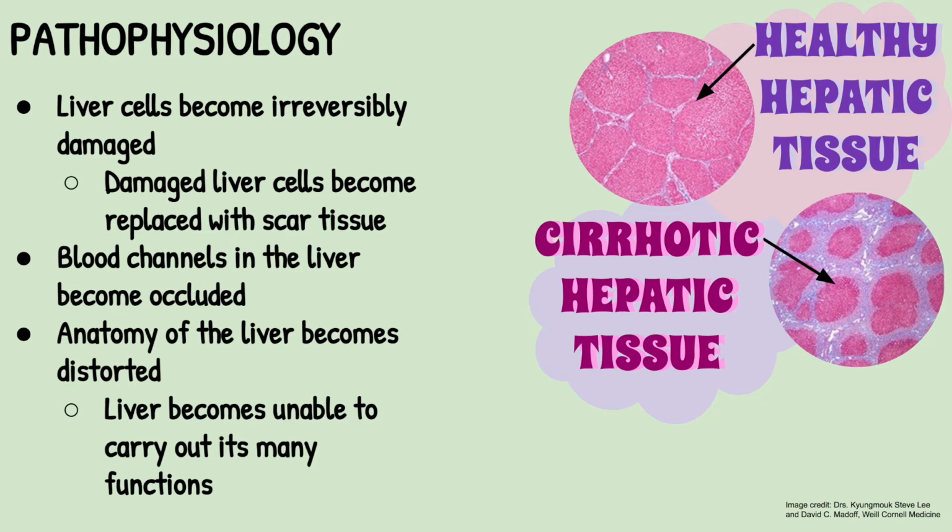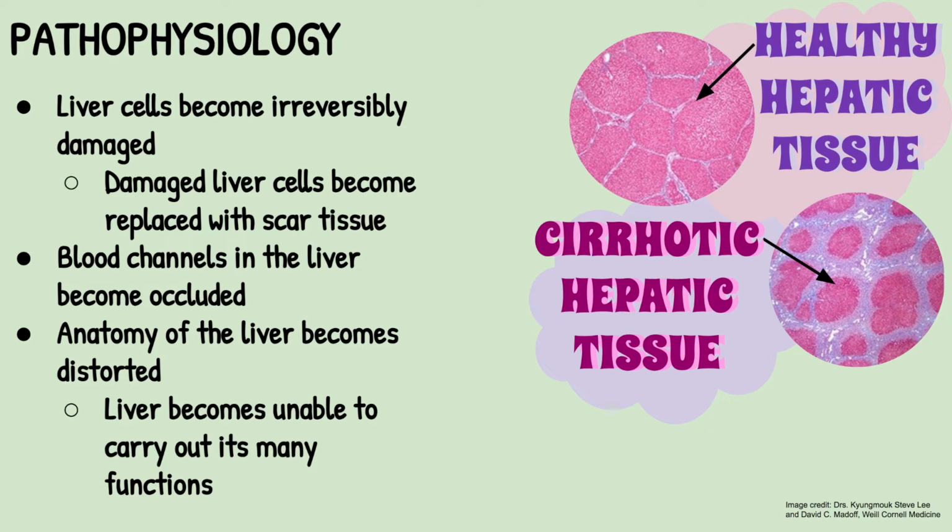As liver cells are irreversibly damaged in the cirrhotic liver, these cells are replaced with scar tissue. This scar tissue is non-functional, meaning that the area of the liver that is replaced with scar tissue will become dead or necrotic. As a result, blood channels in the liver become occluded, and the anatomy of the liver becomes distorted. And if you guys remember back to your A&P course, the overall principle of anatomy and physiology is structure dictates function. If the anatomy of the liver is distorted, its function is also distorted.